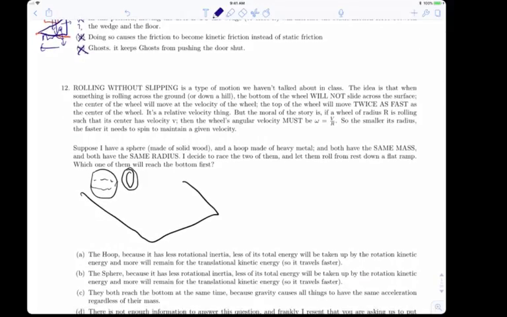So we didn't talk about this in class because, I mean, I don't know. The idea is when something's rolling across the ground, the bottom will not slide across the surface. And the top of the wheel moves twice as fast as the center of the wheel. It's a relative velocity thing. We explained it an hour ago.